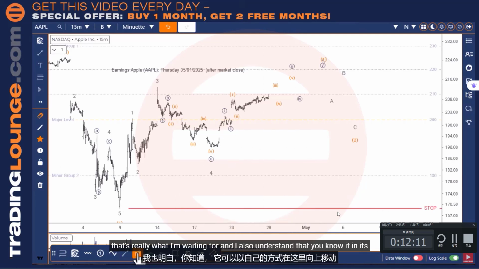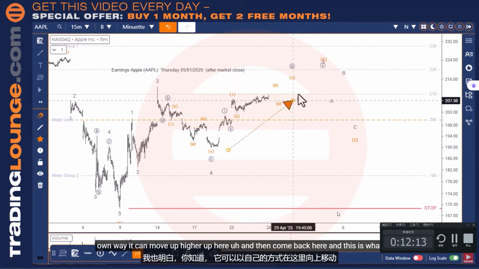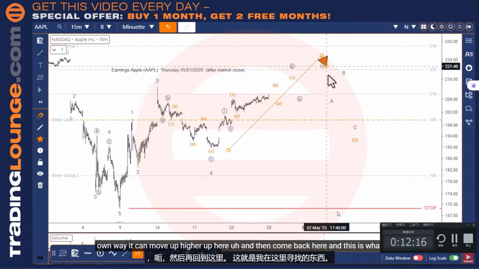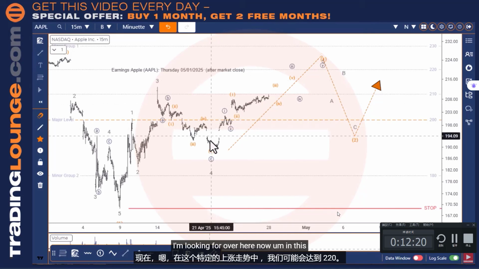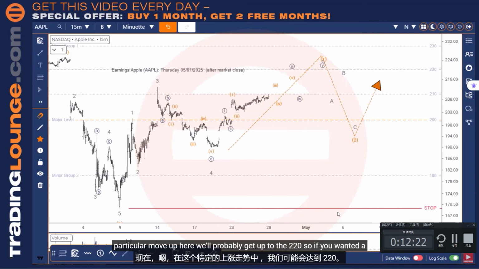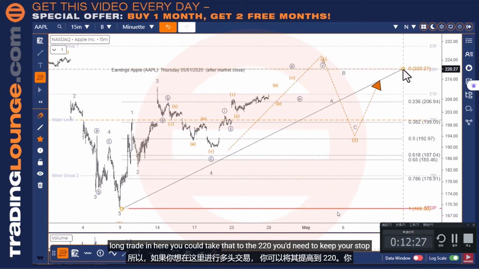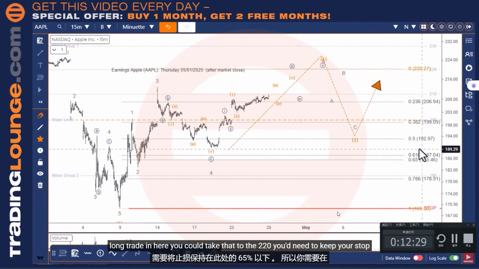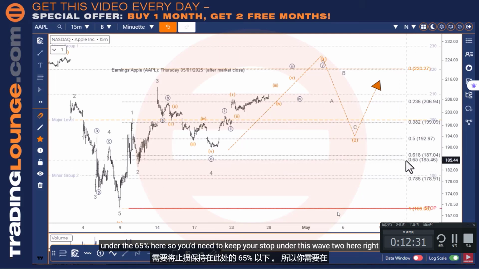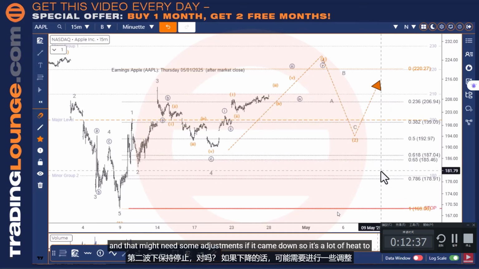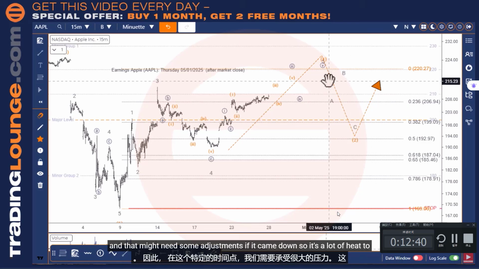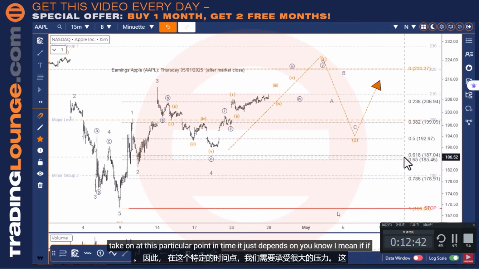I also understand that it can move up higher here and then come back here, and this is what I'm looking for over here. Now, in this particular move up, we'll probably get up to the 220. So if you wanted a long trade in here, you could take that to the 220. You'd need to keep your stop under the 65% here, under this wave 2 here, and that might need some adjustments if it came down. So it's a lot of heat to take on at this particular point in time.